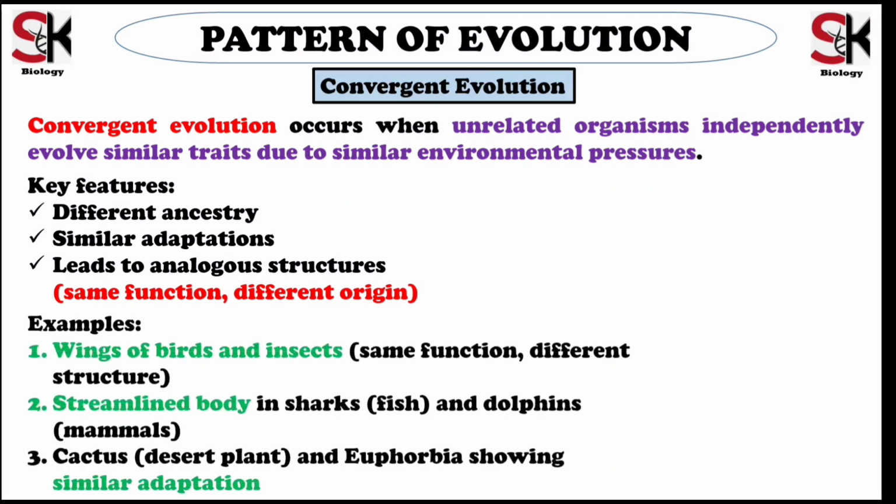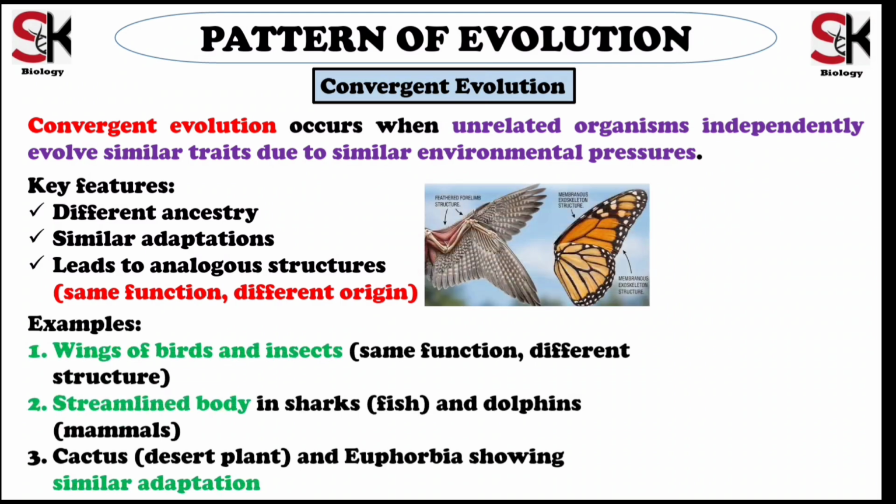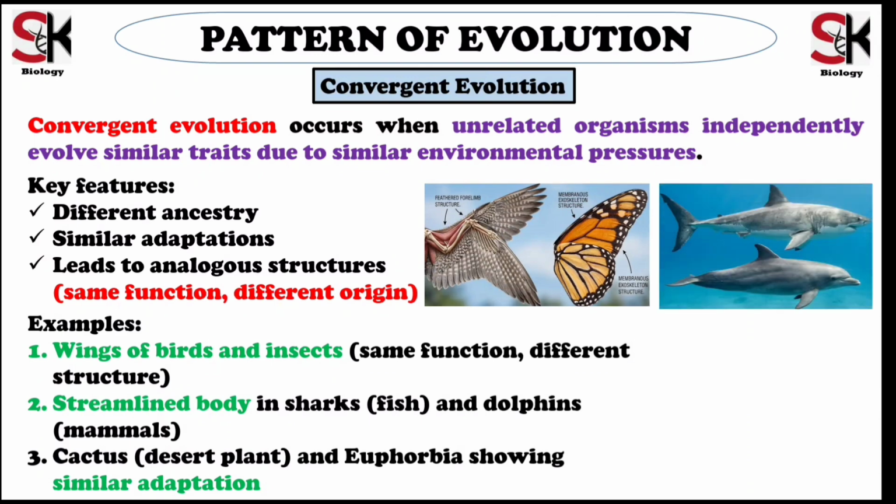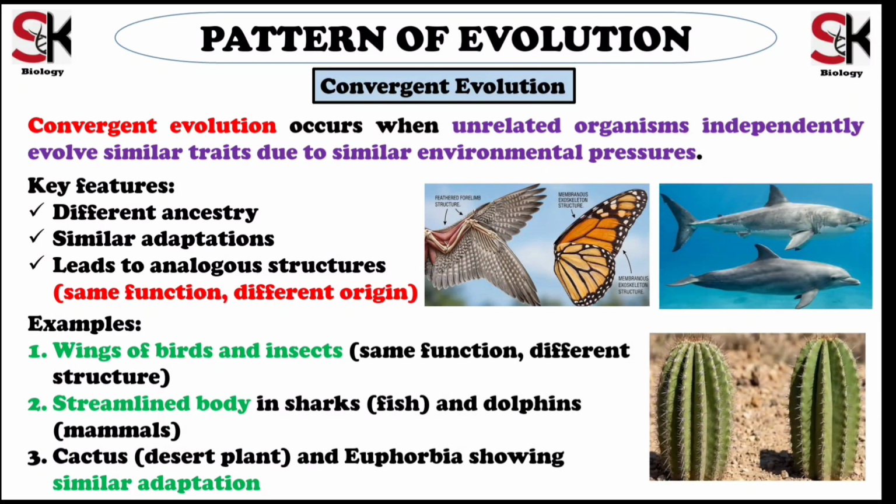The examples of convergent evolution are: the first one is wings of birds and insects. Second is streamlined bodies of sharks and dolphins. And third is cactus and euphorbia plants in desert conditions. Even though these organisms are not related, they look similar due to environmental pressures.